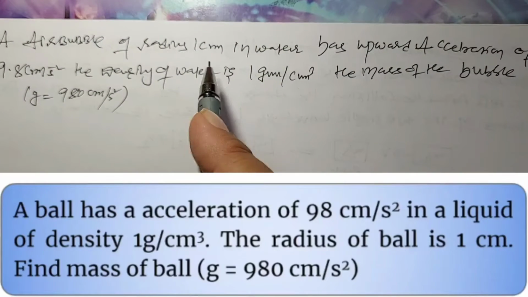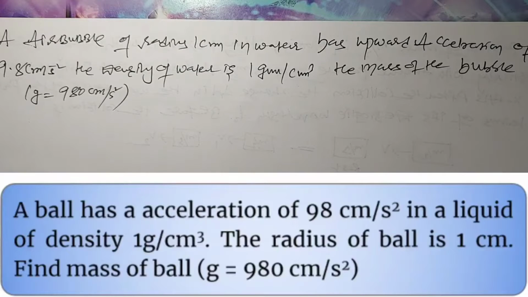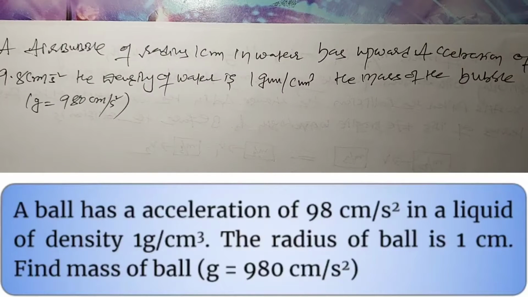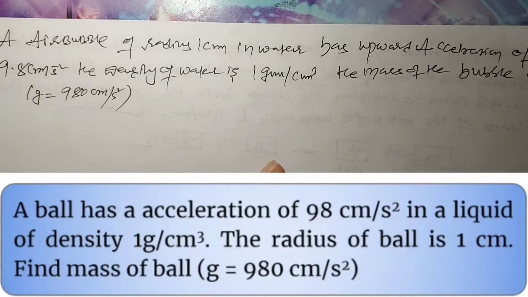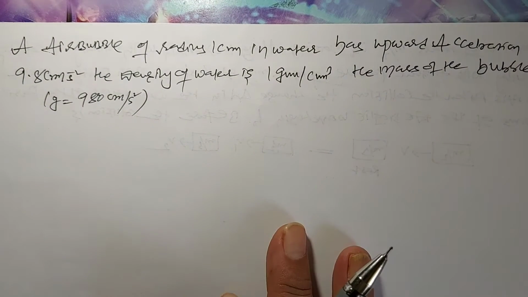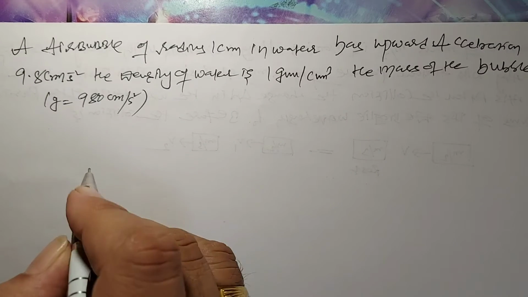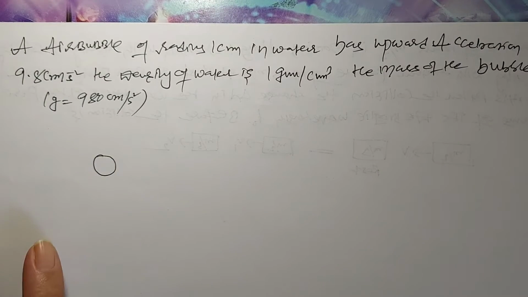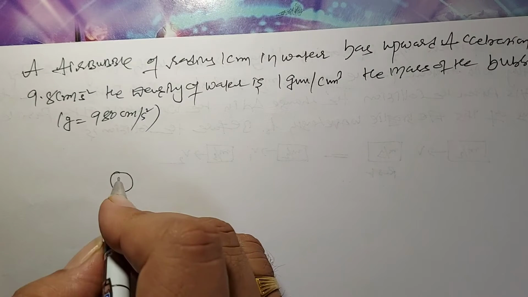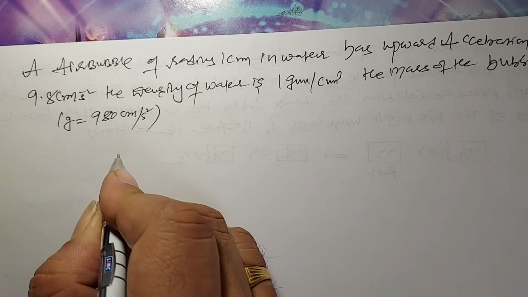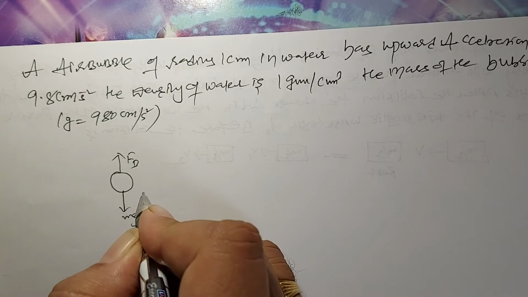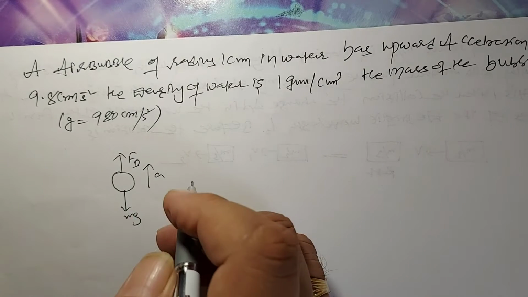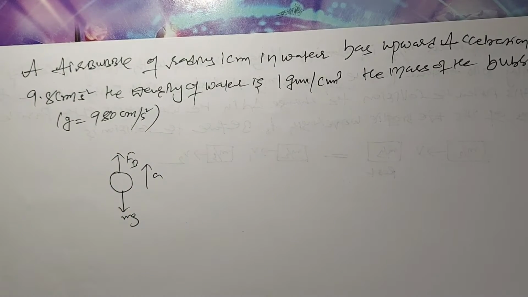An air bubble of radius 1 centimeter in water has an upward acceleration of 9.8 centimeter per second square. The density of the water is 1 gram per centimeter cube. The mass of the bubble is... So this is the air bubble. This air bubble is in water, so the water applies a buoyancy force in the upward direction. Its weight is acting in the downward direction. It has an upward acceleration of a. Now we want to find out the mass of this air bubble.